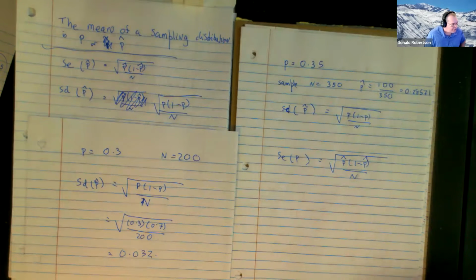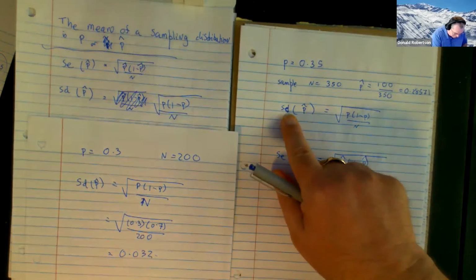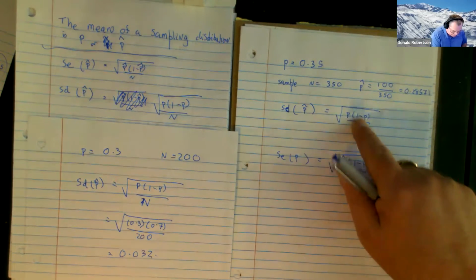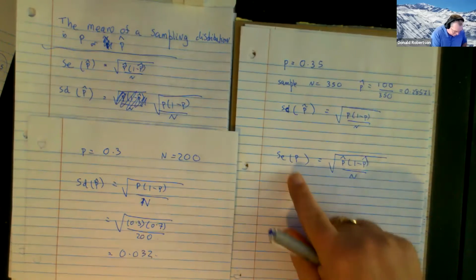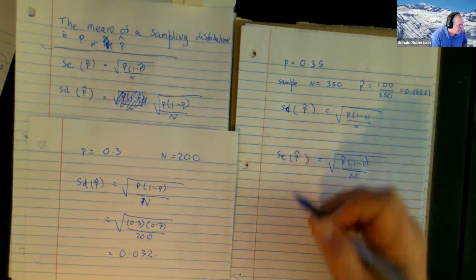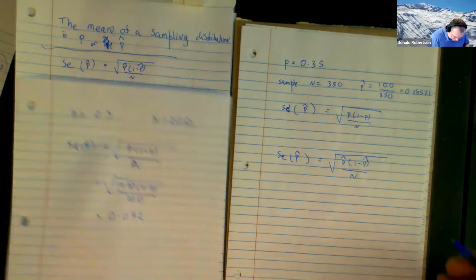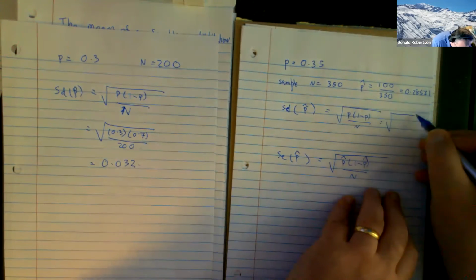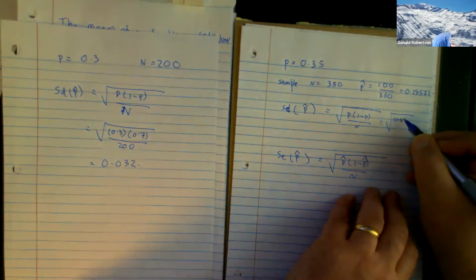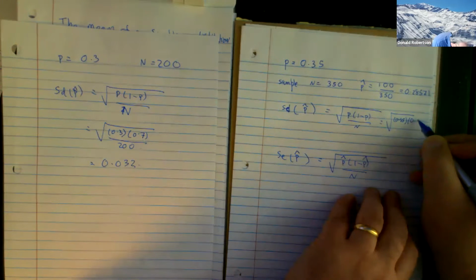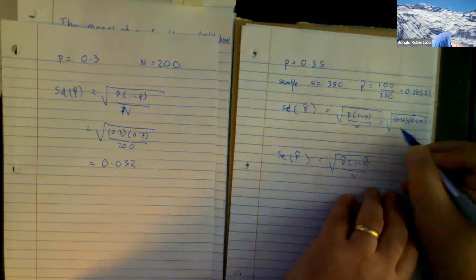Right? So if the question was, what is the standard deviation of P hat? So if the question said that, wouldn't you use this, meaning 0.35? And if the question says standard error of P hat, right, wouldn't you use this? Right. So in this case, it's a 0.35, a 0.65 over 350.